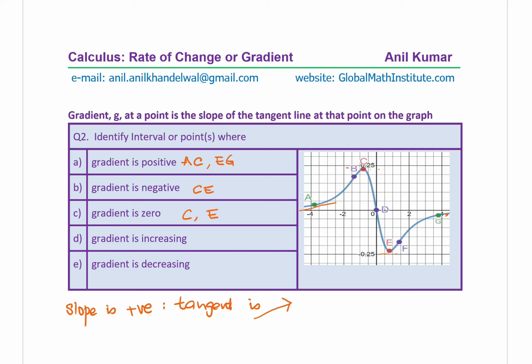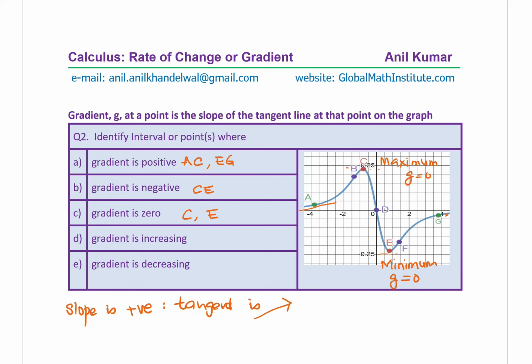Now C happens to be the local maximum and also the absolute maximum value for this particular function. And E is the absolute minimum value of this function. So E is a minimum point and C is a maximum. It is important to note that at a maximum and a minimum, the gradient value g is 0. So at both these points, g equals 0.